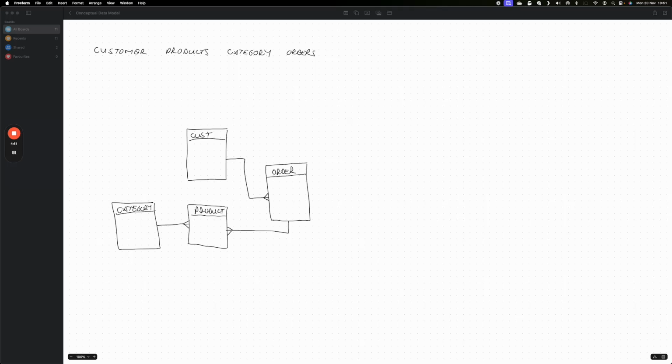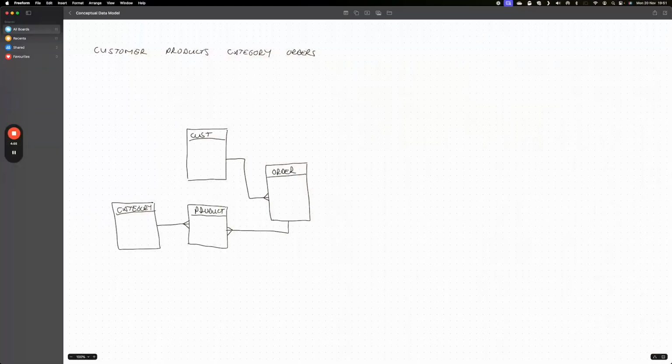Obviously, it gets a little more complex when you start adding in customer addresses, for example. Apologies, that wasn't supposed to happen. And if you start ordering, subtotals and tax and shipping and all of these sorts of things. But for the purposes of this exercise, we're keeping it simple, and we have essentially finished our conceptual data model.